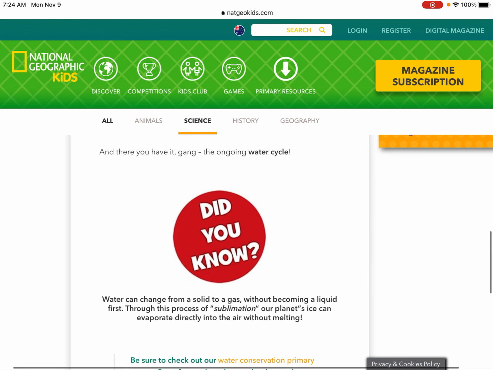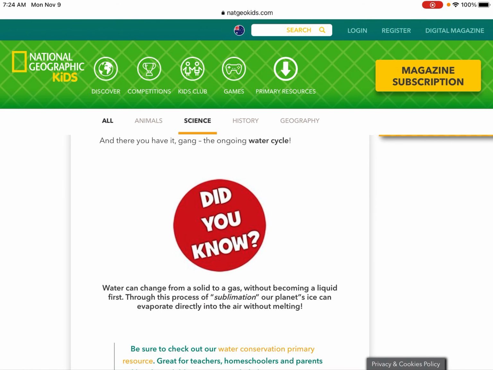And there you have it, gang, the ongoing water cycle. Did you know water can change from a solid to a gas without becoming a liquid first? Through this process of sublimation, our planet's ice can evaporate directly into the air without melting.